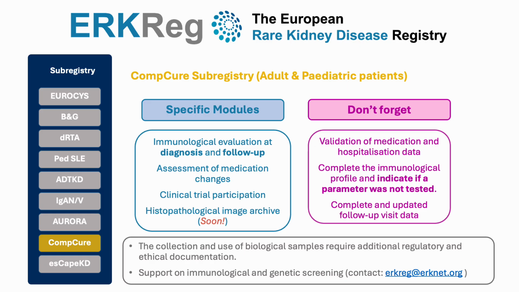The immunological profile is a key component of CompCure. Please complete all relevant parameters, and if a parameter was not tested, indicate this accordingly rather than leaving the information unclear. Please also note that the collection and use of biological samples require additional regulatory and ethical documentation. Support for immunological and genetic screening is available through the CompCure network. For further information, please contact our email.